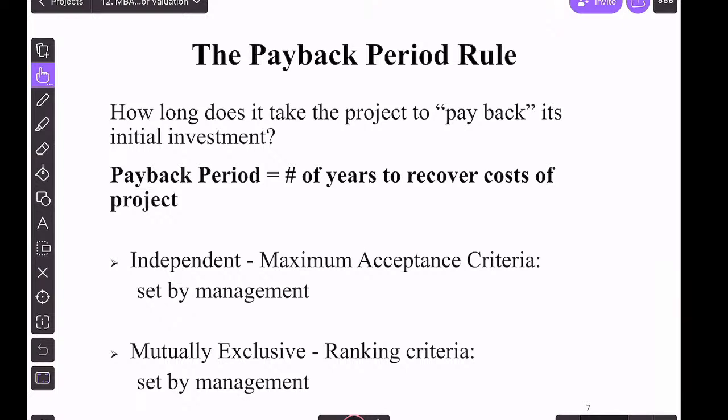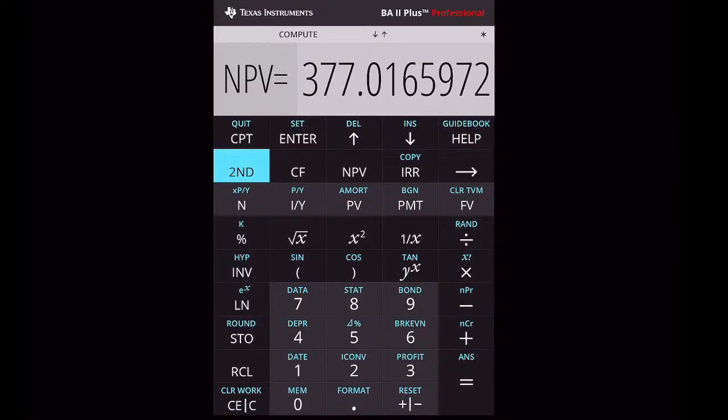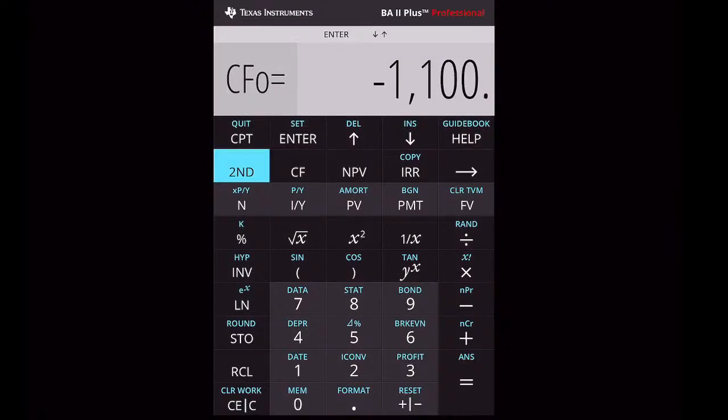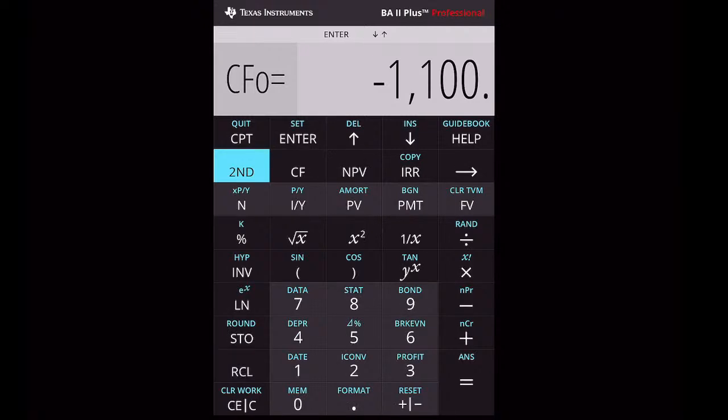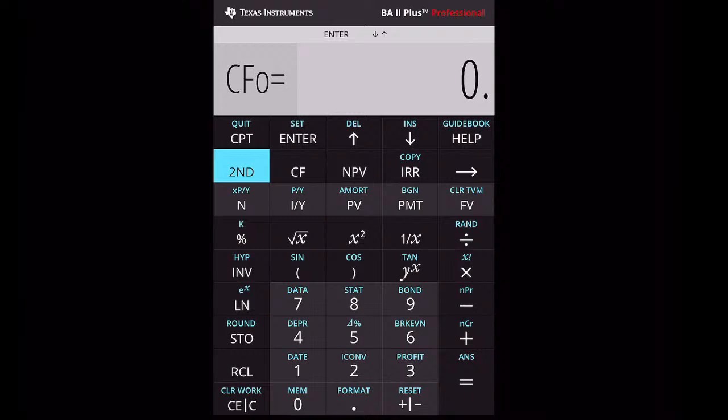Oh, to clear the CF, remember, you have to be in CF, so hit CF, and then second, clear work. I'm not hitting it. Second, clear work. There. Now it's gone. So you have to be in CF, second, clear work. If you're not in there, it's impossible to clear.